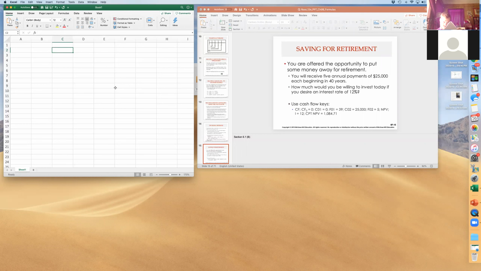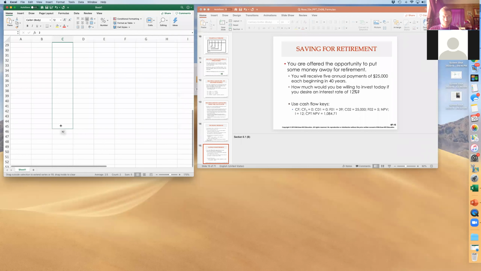And I'm going to have time in the first column. And it tells me that we need 5 payments of $25,000, but not starting for 40 years. So I'm going to create a table here, which is going to be 40 time periods long. So it's going to be a long table.